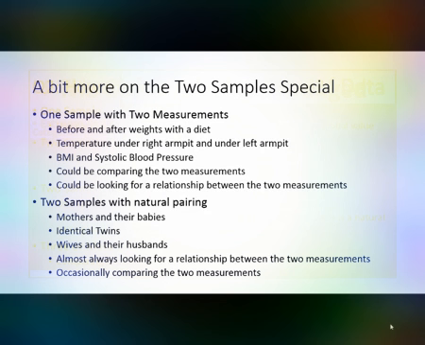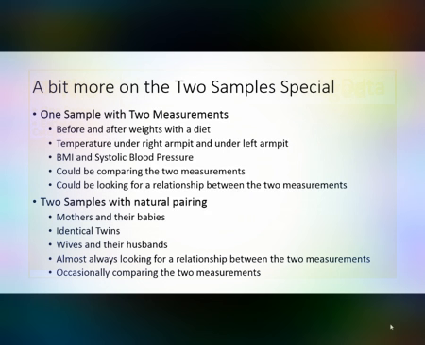So often you have only one group of people, but we treat it as 2 samples special because I really have 2 sets of data. I've given some examples here. Before and after data. In this example, the body weight before and after being put on a diet. Only one sample of people, but you have 2 samples of data that came from that group of people.